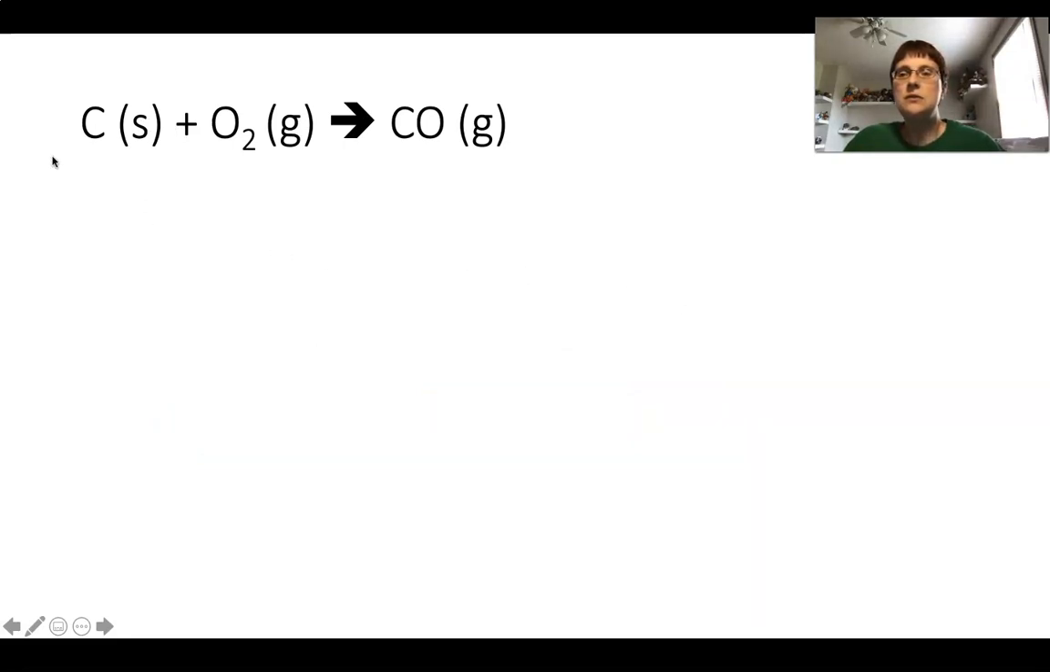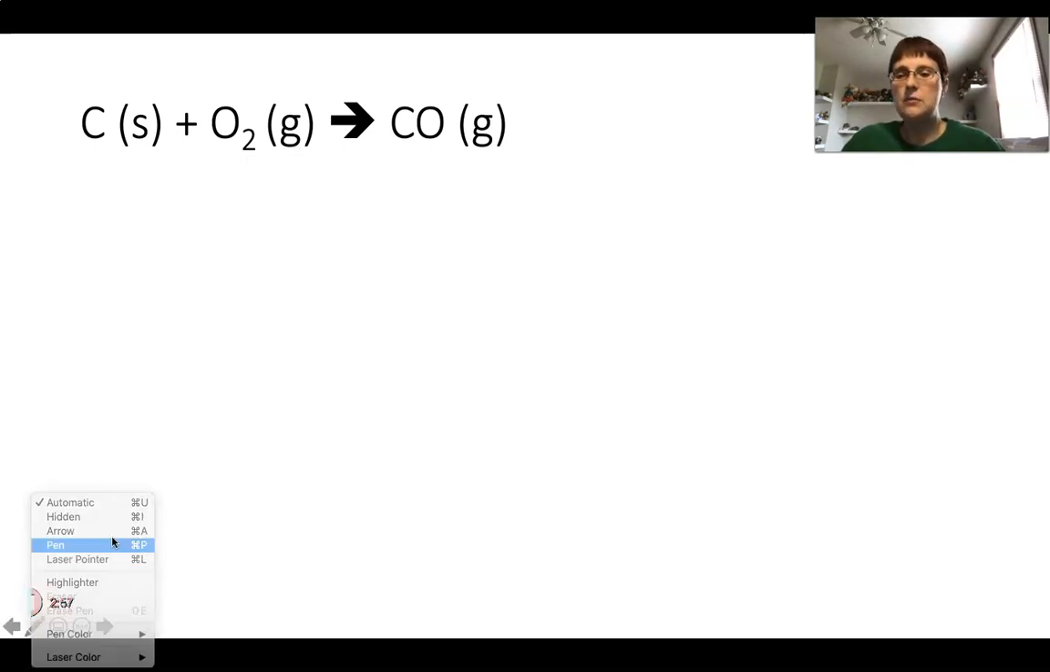So let's take a look at this equation. The last equation was making water. This equation is making carbon monoxide, just CO. If you're wondering about these symbols right here, if these show up in an equation, they're parentheses after a chemical formula with letters in them. Those are showing you the phases that those compounds or elements are in. So solid, gas, L for liquid. There's also one that shows up that is AQ.